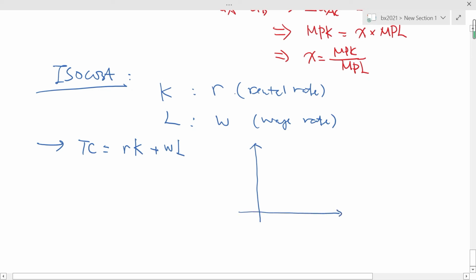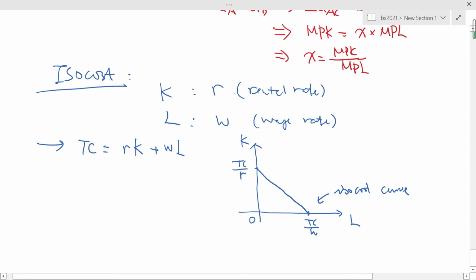isocost curve or line. So same as before, we are going to put capital on the vertical axis, labor on the horizontal. So now if I spend all my budget, all my TC dollars on capital, which means zero labor, I can hire TC divided by R units of capital. One unit costs me R dollars. Altogether, I have TC dollars, so TC divided by R. Similarly, if I spend all my budget on labor, I can get TC over W units of labor. Link all these points together. We get the isocost curve.